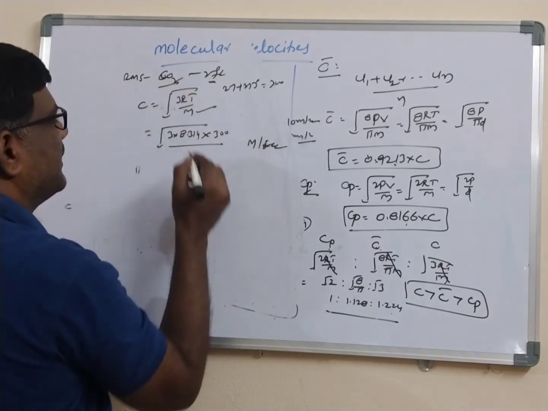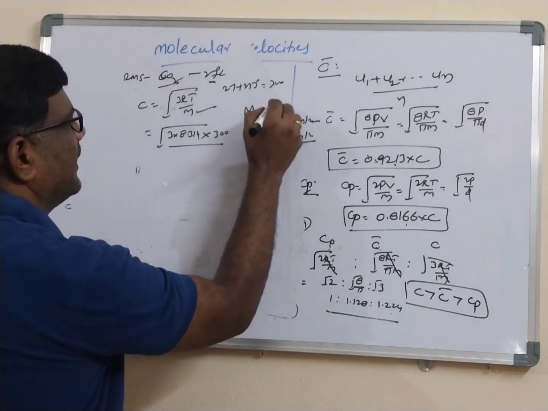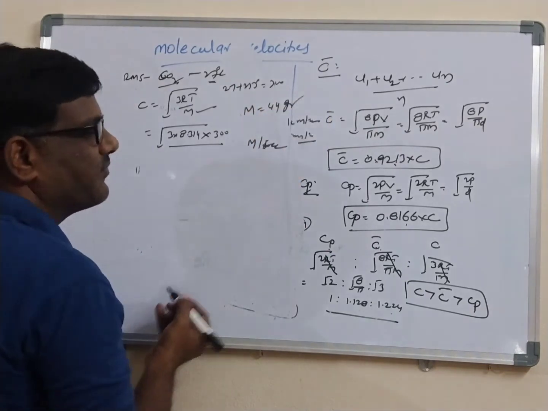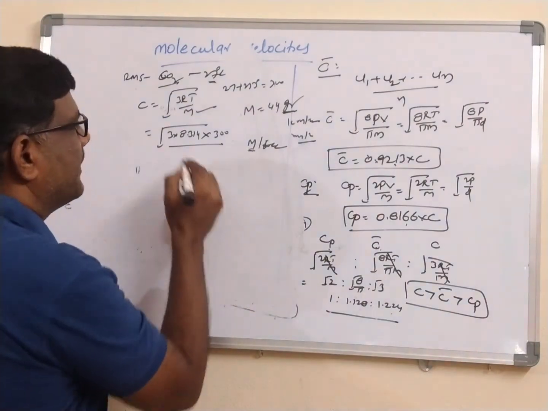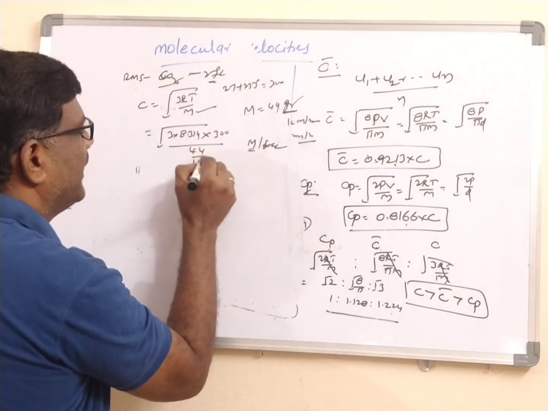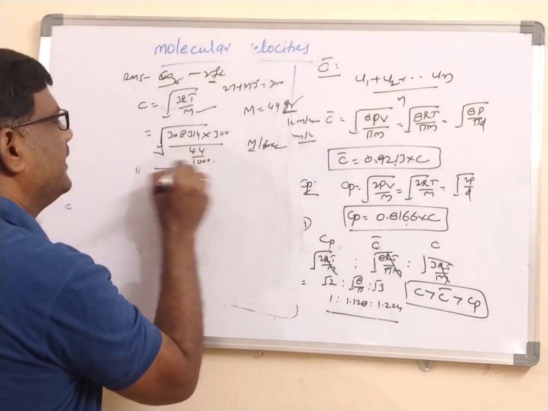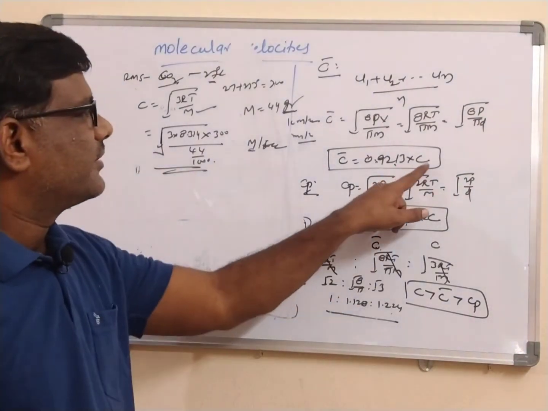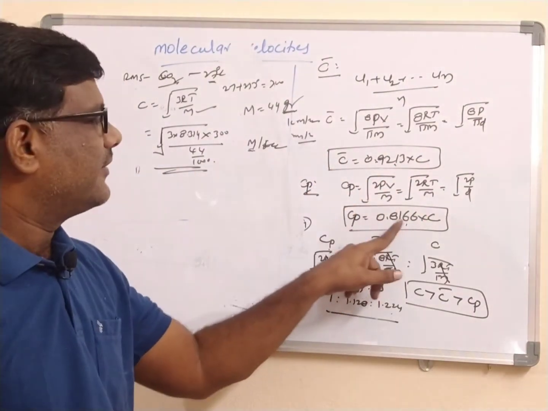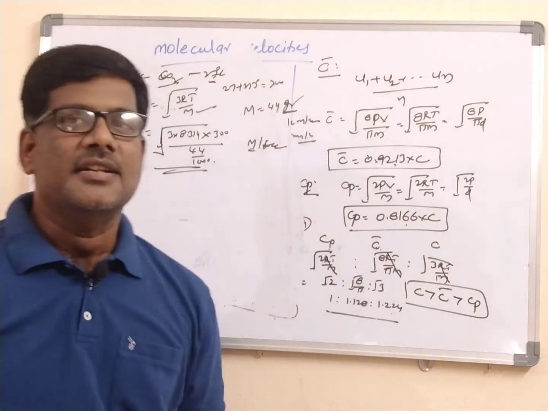the molecular weight of carbon dioxide. The molecular weight of carbon dioxide is 44 grams. But since you are taking meters per second, it must be converted into kilograms. That's why it is equal to 44 by 1000. Then simplify it, and you will get the C value, which is called the RMS velocity. Whenever you know the C value, you can calculate C bar, and also Cp.